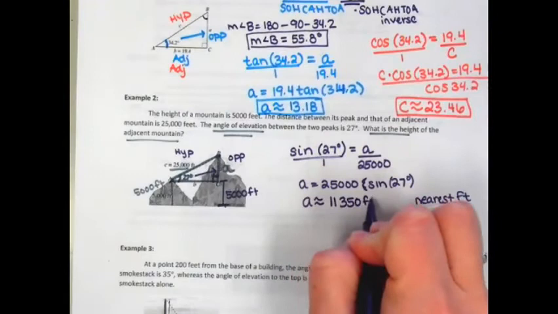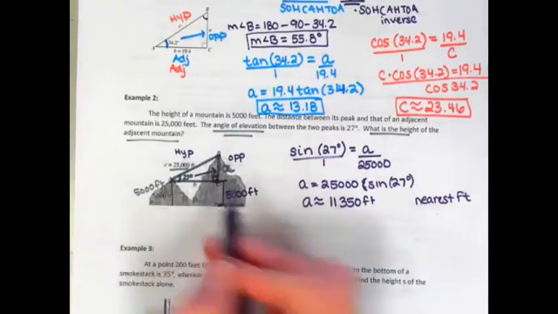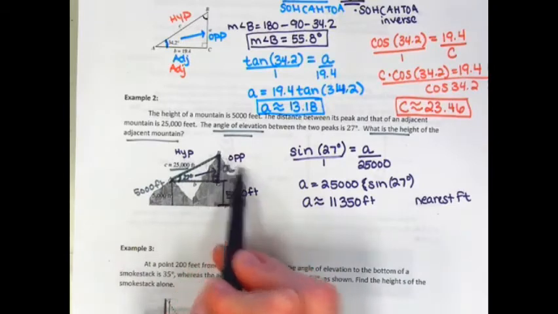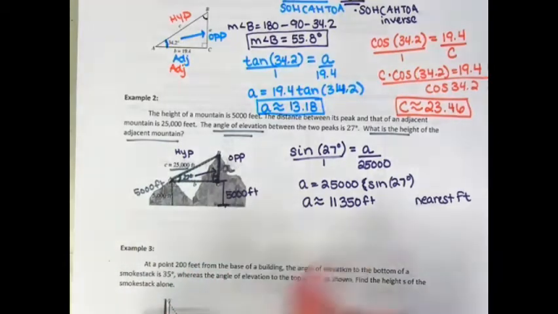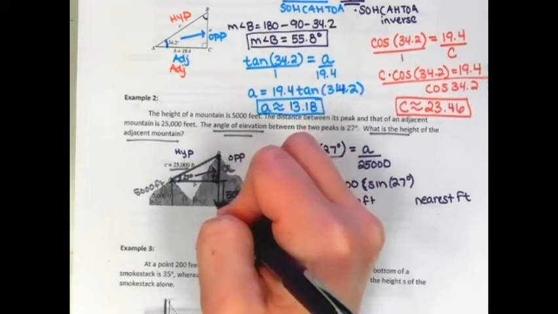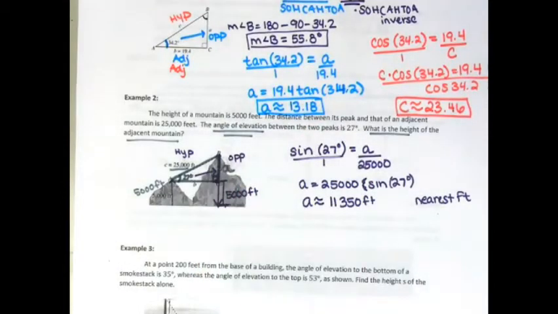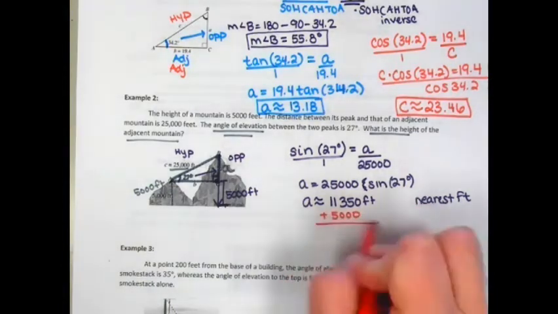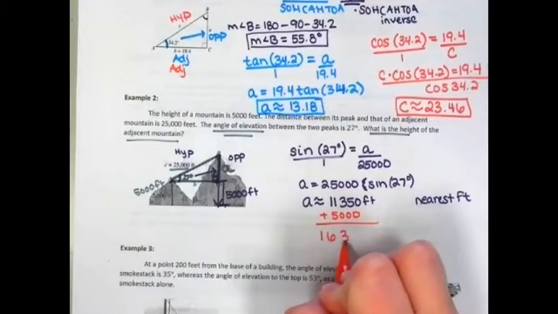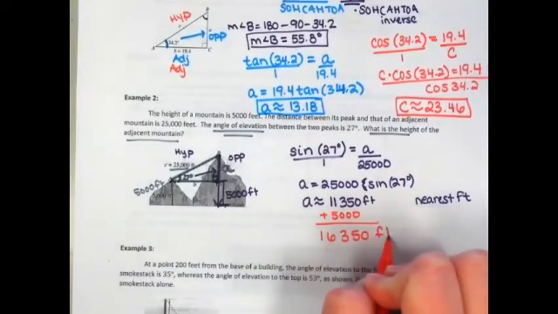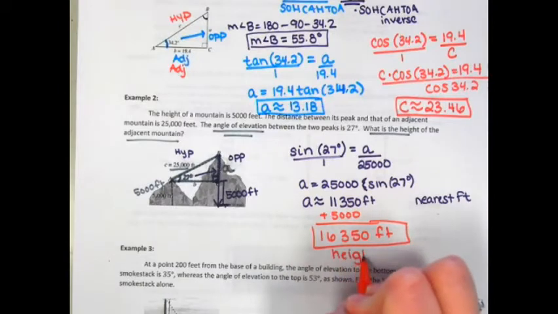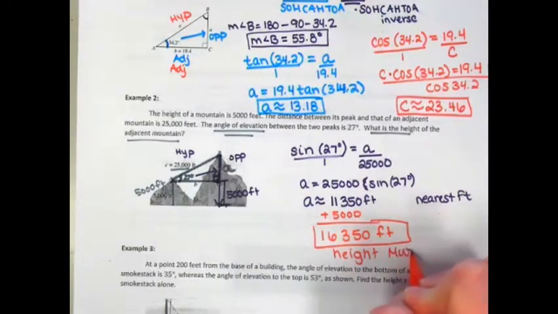11,350 feet. So we know from C, from the top of A to the peak of B is 11,350. Now, how much is it for the actual mountain? What would I need to do? Add the 5,000. So we get 16,350 feet is the height of mountain B.